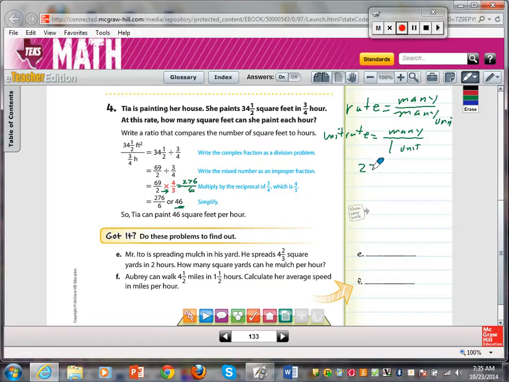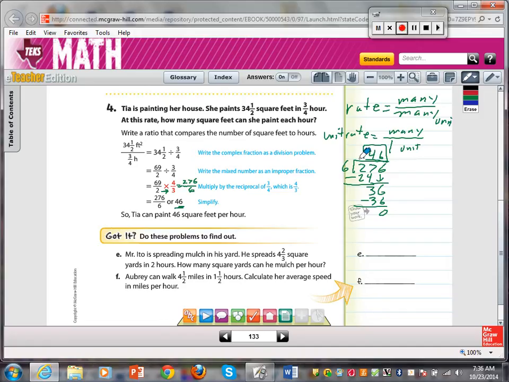That's 276 divided by 6. 6 goes into 27 4 times. 6 times 4 is 24. 27 minus 24 is 3. Bring down the 6 here. 6 goes into 36 6 times. So 6 times 6 is 36. That becomes 0. So your answer here is 46.